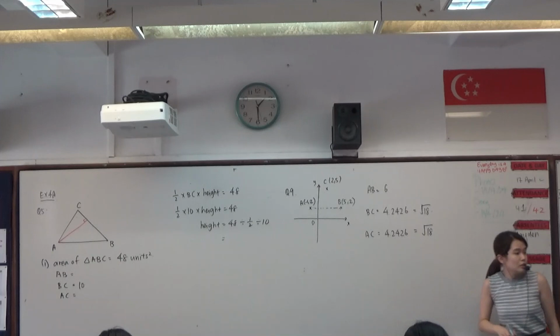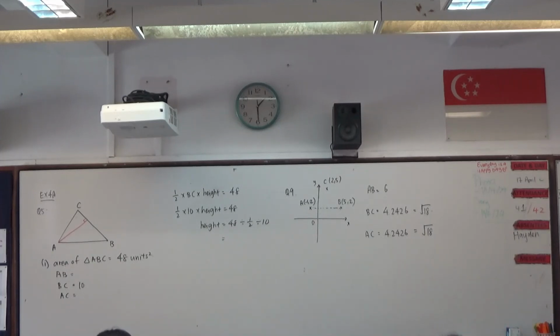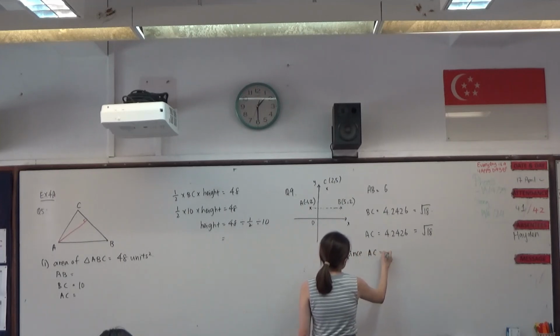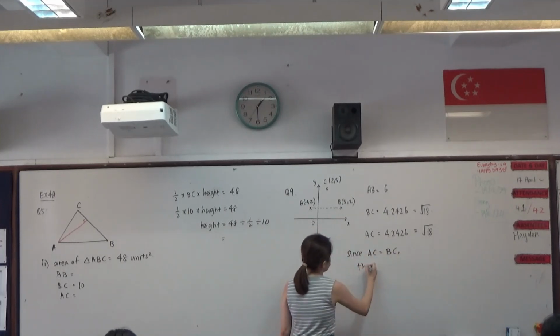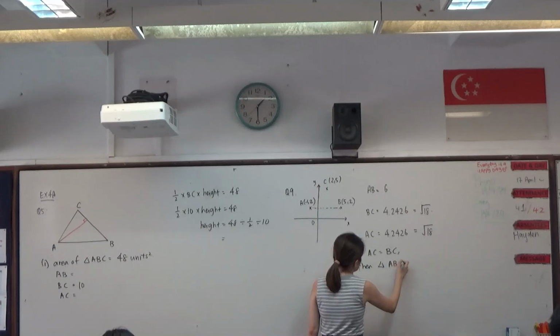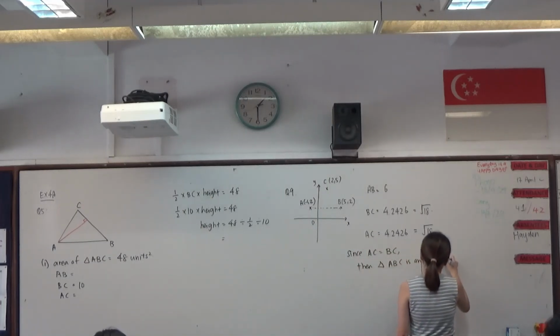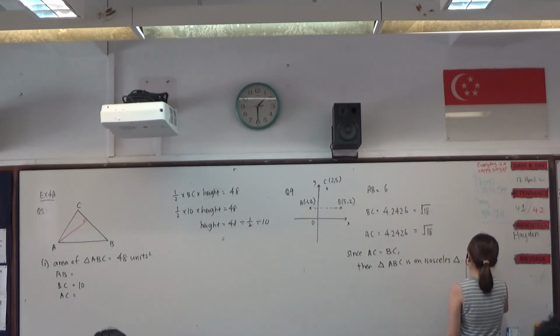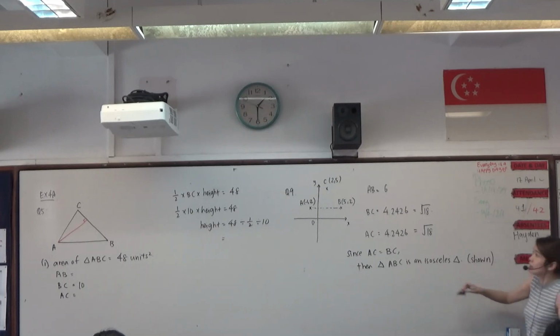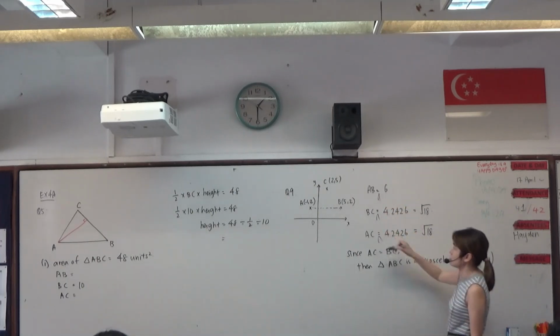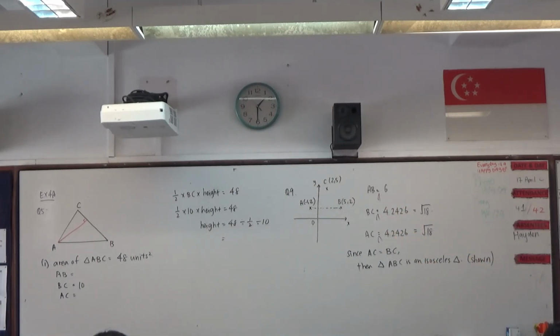To complete it as an entire proof, we say that since AC equals BC, then triangle ABC is an isosceles triangle. That's how we show it, with all the working. I'm just skipping all the working. I trust that you can do it.